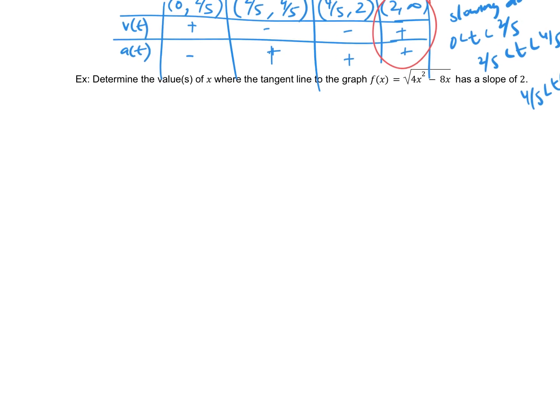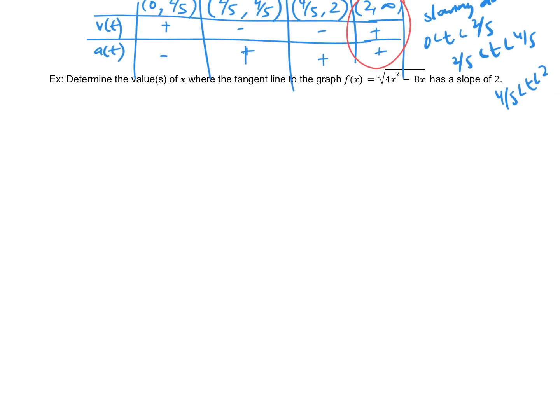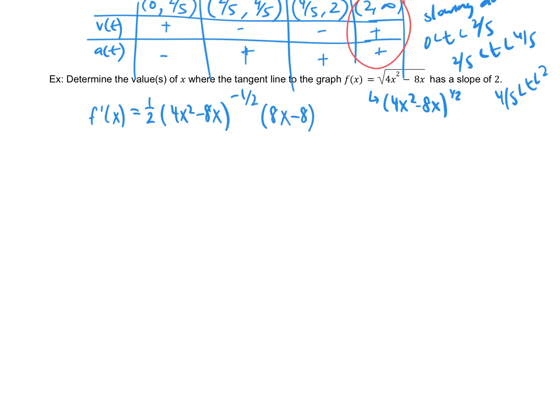And final one, determine the values of x where the tangent line to the graph f at x equals the square root of 4x squared minus 8x has a slope of 2. So we need the derivative and we need to set it equal to 2. Now, as a reminder, this is the same thing as 4x squared minus 8x to the power of a half. So we can use our power of a function rule. So I'm going to bring the 1/2 down, copy paste the insides, and it's now to the power of negative a half. Now I'll take the derivative of the inside, which is 8x minus 8.